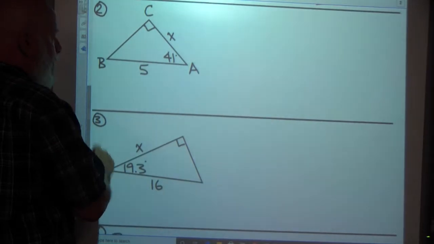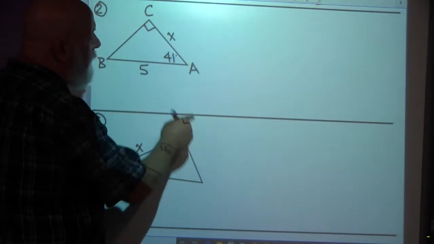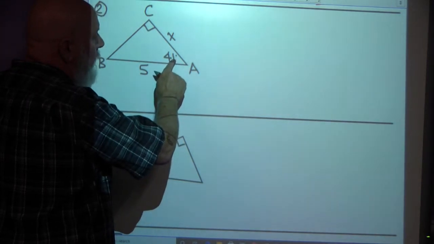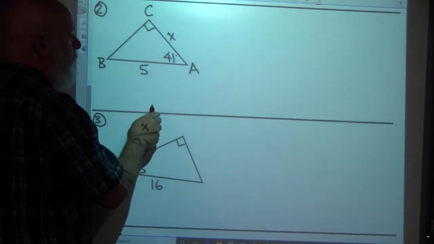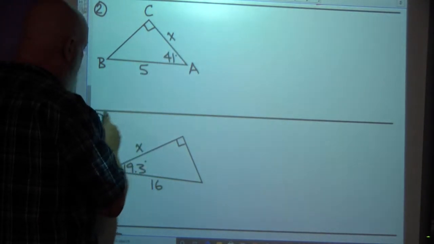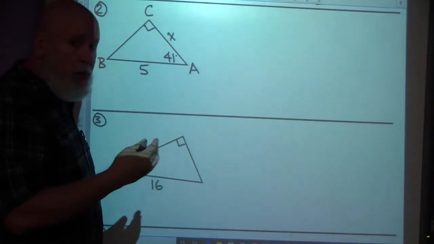Here's one. Again, I'm looking at this, I'm asking myself, what trig function from the perspective of this angle would involve this side, which is the adjacent, and this side, which is the hypotenuse? So this is the indicated side because it gives me a side with a variable that's indicating to me this is the side that we want you to find.